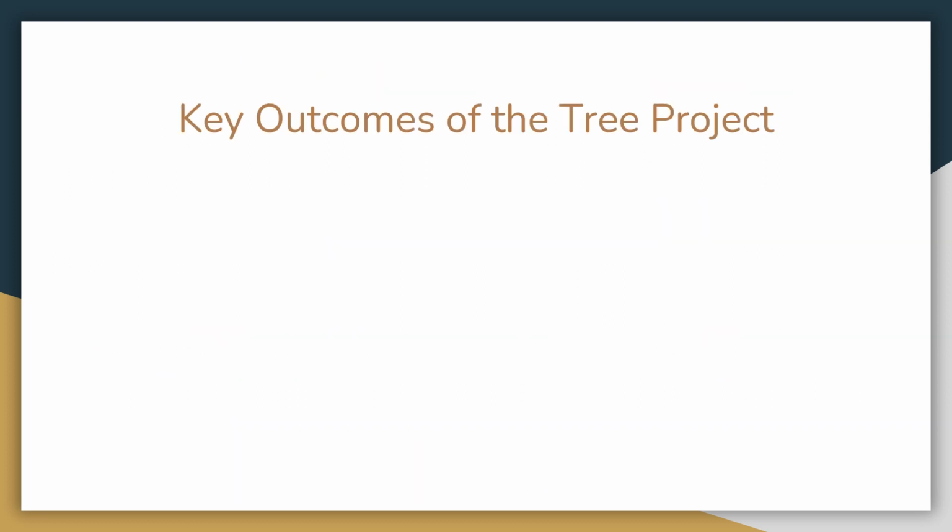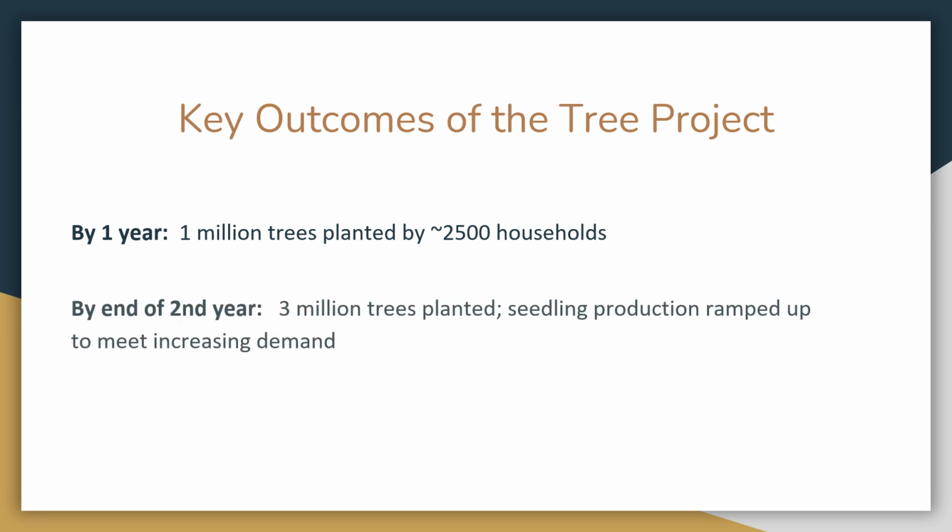Here are some key outcomes that demonstrate the success of the Haitian Tree Project. By the end of its first year, 1 million trees had been planted by around 2,500 different families. By the end of year 2, 3 million trees had been planted, and seedling production had to be scaled up to meet the increasing demand.